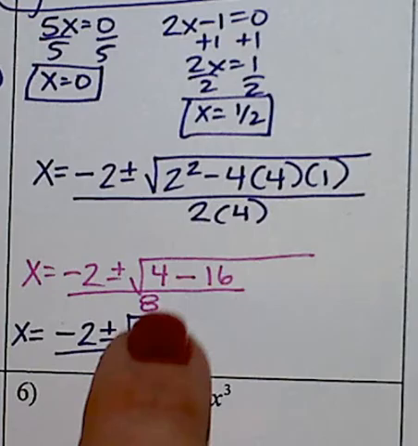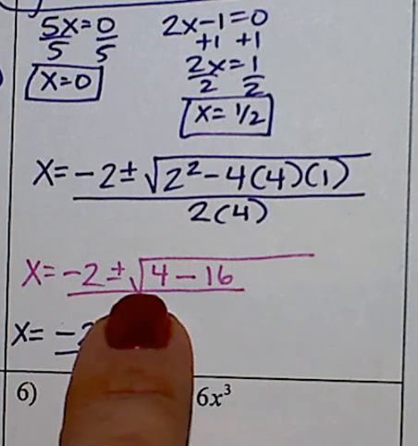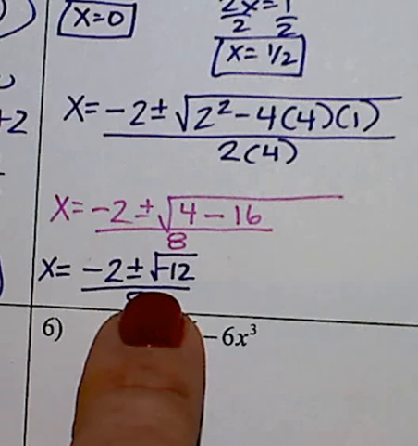Then I did the math. 4 times 4 times 1 is 16, brought down the subtraction sign, 2 squared is 4. And I subtracted to get a negative 12 inside. But you can't take the square root of a negative.